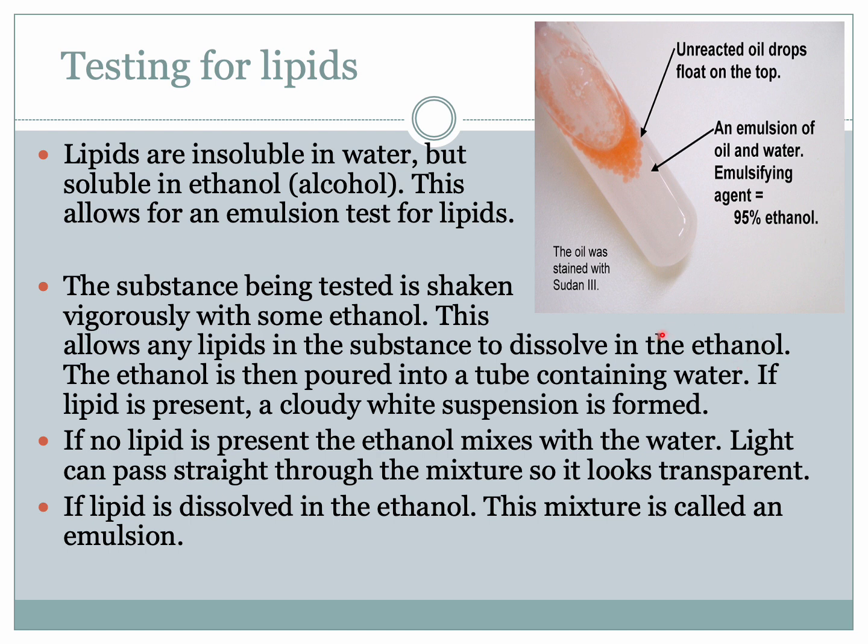And the cloudy white is your key words that you're looking for when you write down your descriptions if a lipid is present. If no lipid is present, the ethanol mixes with the water. Light can pass straight through the mixture, so it looks transparent. If lipid is dissolved in the ethanol, the mixture is considered an emulsion. And an emulsion is going to give us that cloudy white suspension.